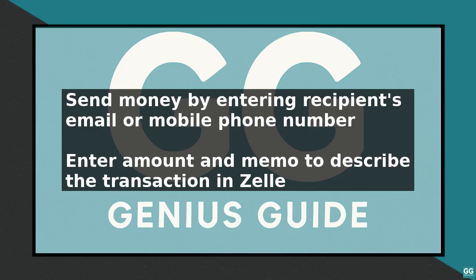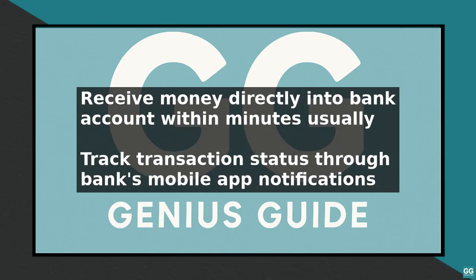To send money, simply open your bank's mobile app, navigate to the Zelle section, and enter the recipient's email address or mobile phone number. You'll then be prompted to enter the amount you want to send and a memo to describe the transaction. One of the key benefits of Zelle is that it allows you to send and receive money in minutes, as long as the recipient is also enrolled in the service. This makes it a great option for splitting bills, paying back friends, or sending money to family members.